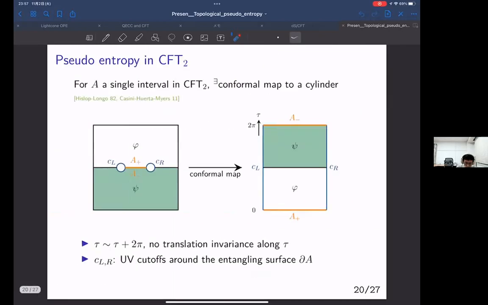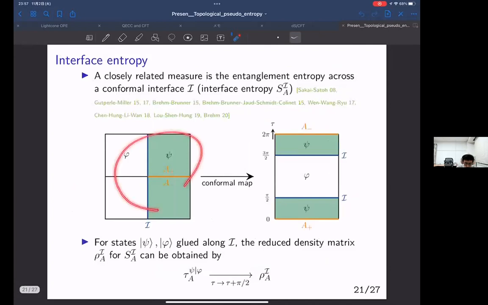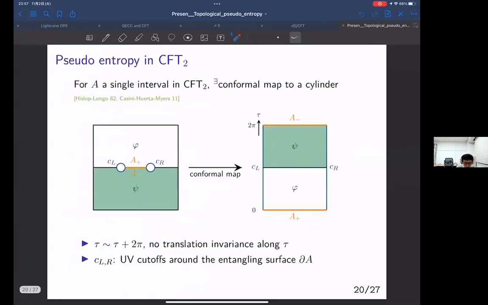Okay. So the difference between pseudo entropy and interface entropy is that in the interface entropy case, the region A is completely inside state psi. So this is a time slice, and we take a subregion A inside, say, psi. In the case of pseudo entropy, the subregion is on the boundaries of psi and phi. If you look at this figure, the final result, then it's not so surprising why they are equivalent, but from the beginning, it's not so clear why they should be equal. The definitions look very different, but thanks to the conformal symmetry, they turn out to be the same.